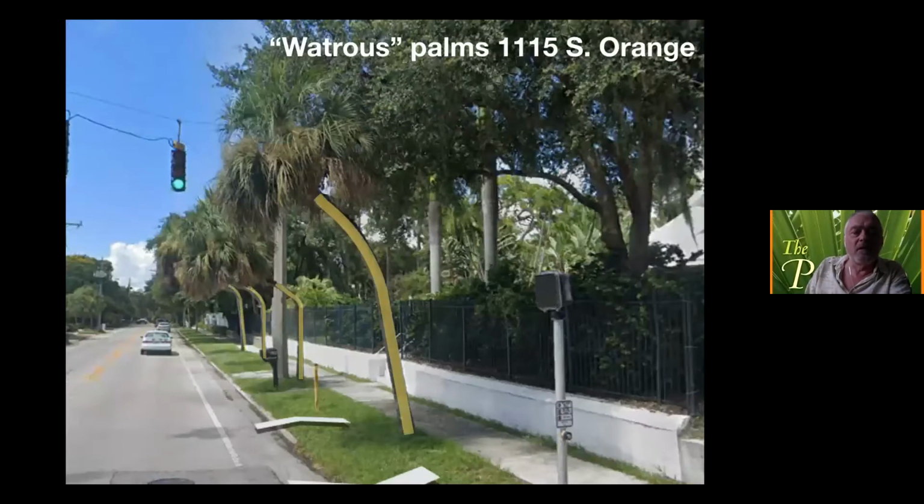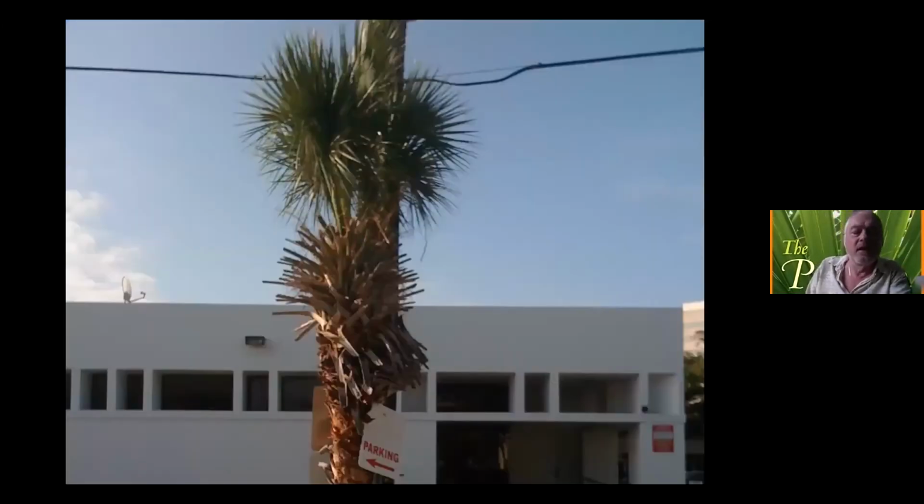These are right near you here on Osprey. Next time you drive down Osprey, you'll notice these if you haven't already. I call them the Watrous palms because that was the family that lived there, but there are these 4 palms that all lean distinctively on Osprey, or Orange, I should say.